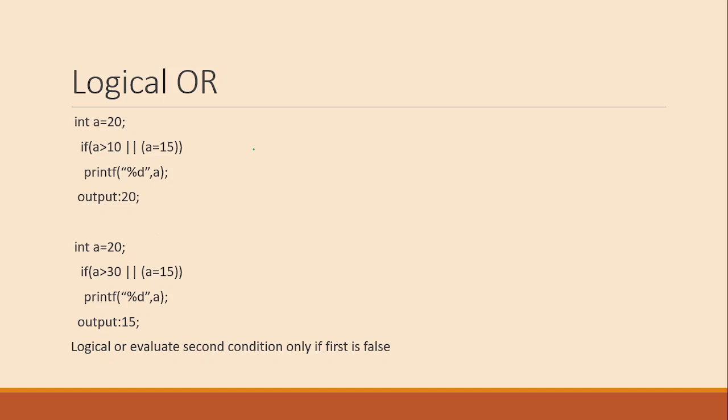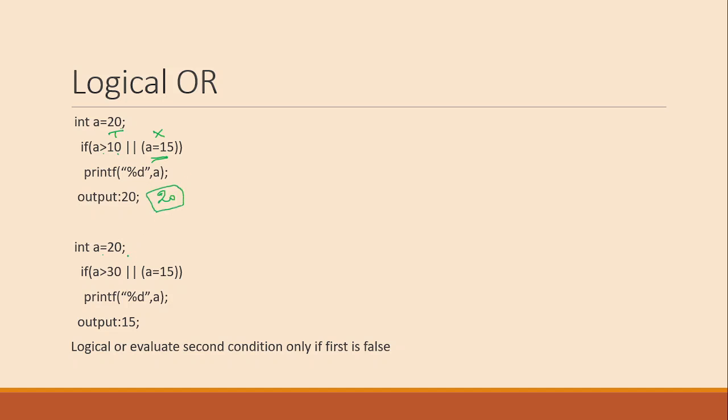Now logical OR, if any one condition is true, it won't evaluate the second condition. Now in this case, a is equal to 20, so a is greater than 10, so this is true. So there is no need to evaluate this condition at all. So when I print a, it will take the value 20. It will print the value 20.